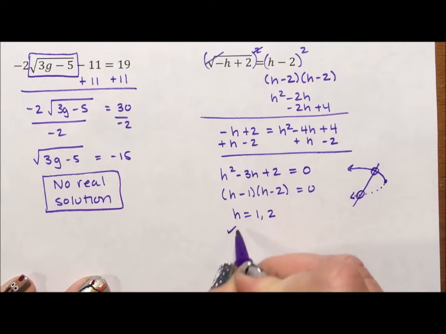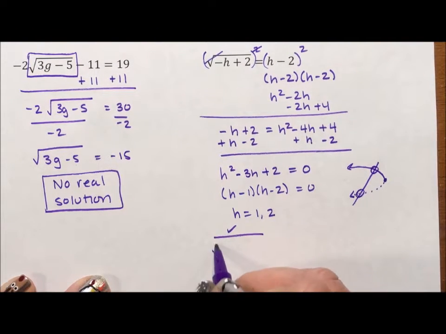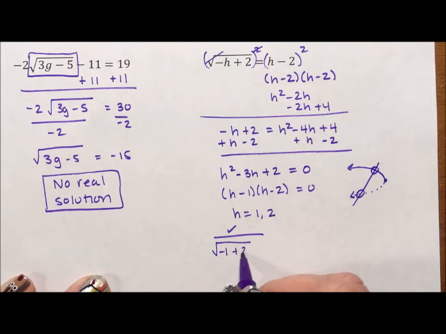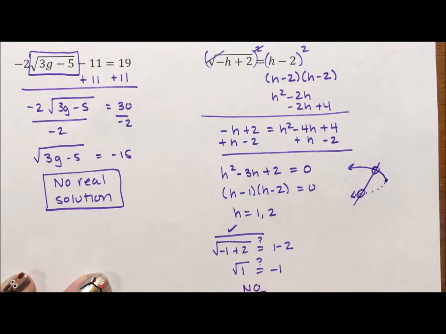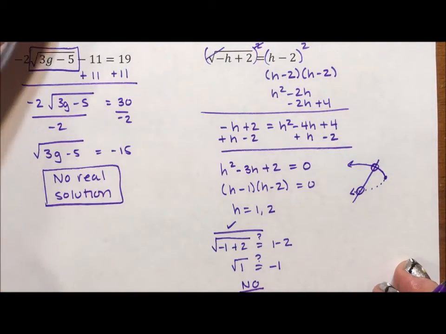So we'll check the negative 1. Is the square root of negative 1 plus 2 really equal to 1 minus 2? Is the square root of 1 really equal to negative 1? And the answer to that, of course, is no, it is not.